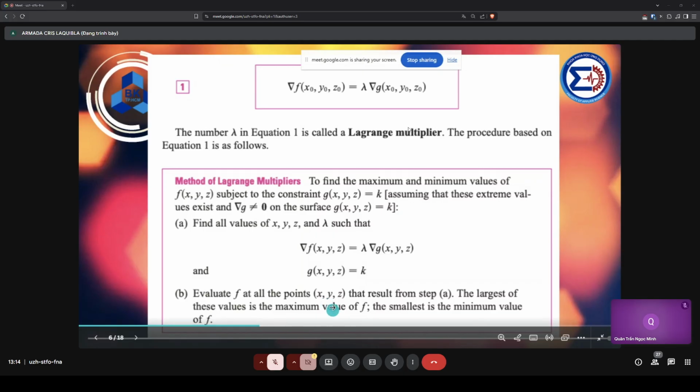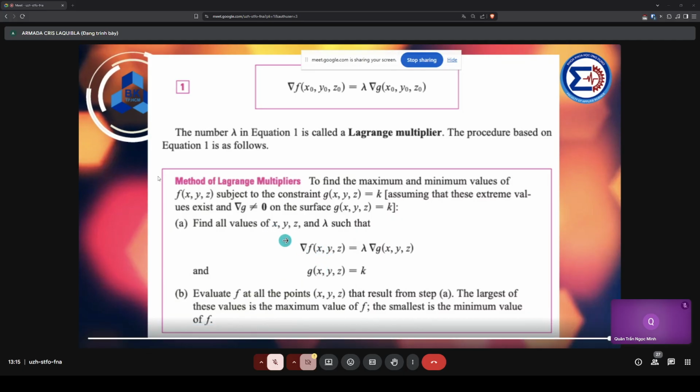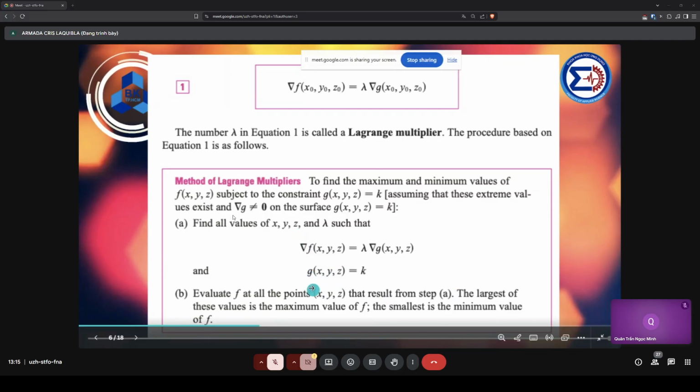Evaluate f at all points x, y, z that result from step A. Then the largest of these values is the maximum value of f, and the smallest is the minimum value of f. So if we solve for the values of x, y, z, maybe we can get two values for x, two values for y, and two values for z, for example, and then just substitute those in your function f. The highest value there is the maximum, and the smallest is the minimum.